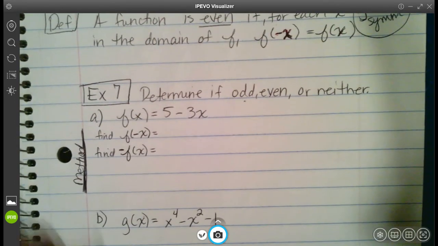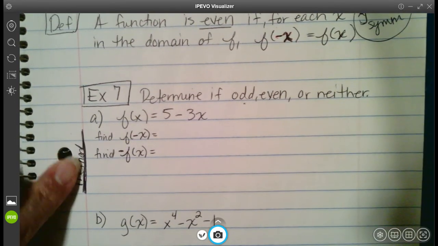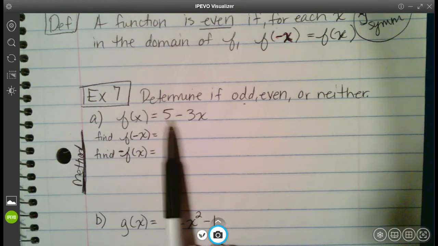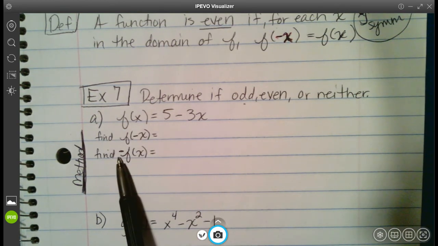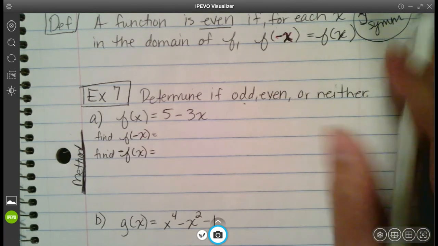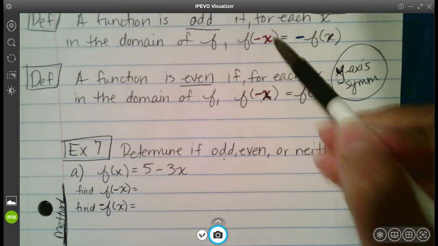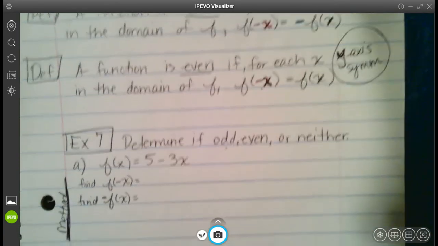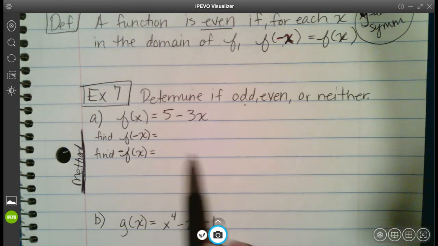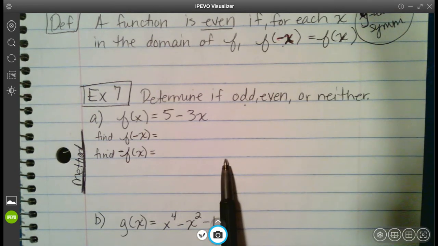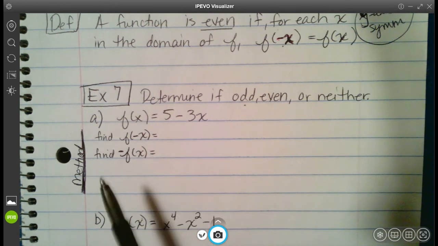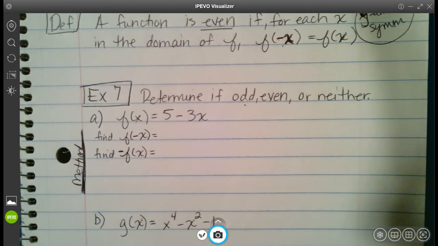So here's kind of a method that I put here on the slide. Letter A is f, this is our problem, f of x equals 5 minus 3x. So the method is to find f of negative x because both of these have that. Look, they both have that. So we have to find that for sure. And we're going to find negative f of x. Once we have those, we can compare and say, well, which one is it? Is it equal to the original? Are these two equal? What's going on? Okay, so let's go ahead and do that.